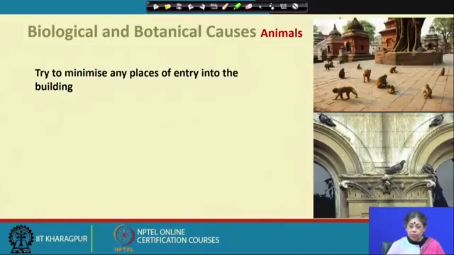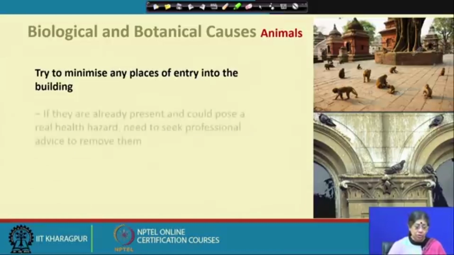So, as we see, whether it is animals or pigeons, you can see how much deterioration of the building fabric it is causing. So, we have to try to minimize any places for entry into the building. Sometimes netting and other measures are also used. ASI has put netting in many places, so that the birds and animals cannot enter, because it also sometimes may interfere with the aesthetic attributes of the historic structure. So, as I said, there is a balance which has to be maintained, so that this does not go out of control.